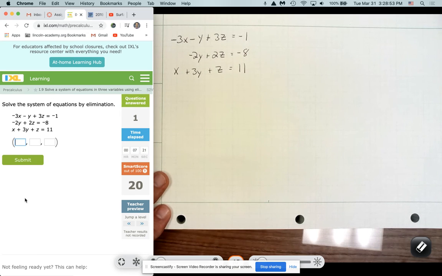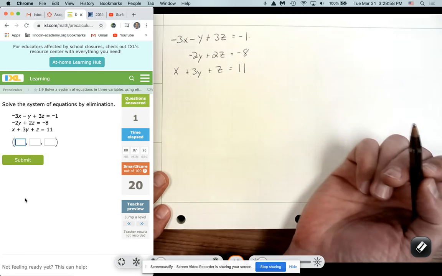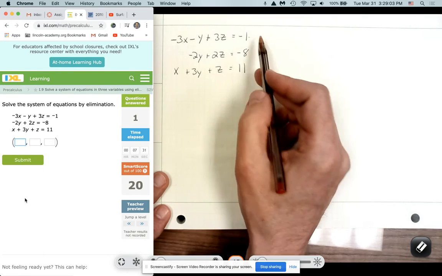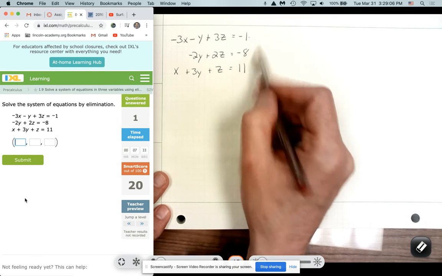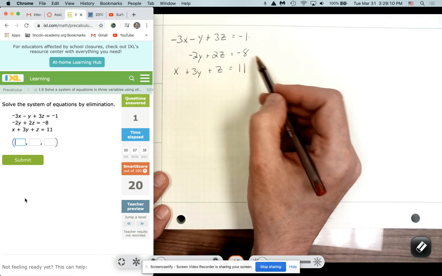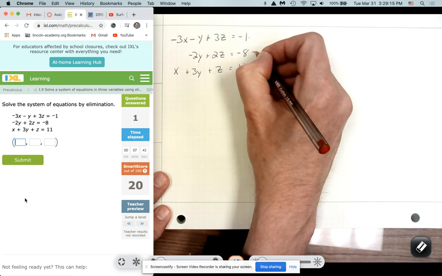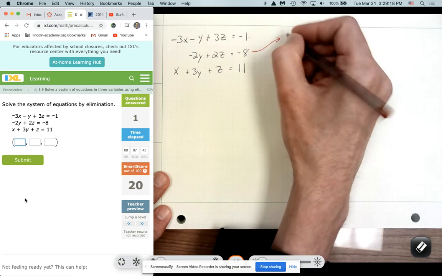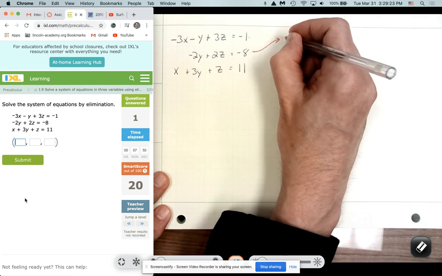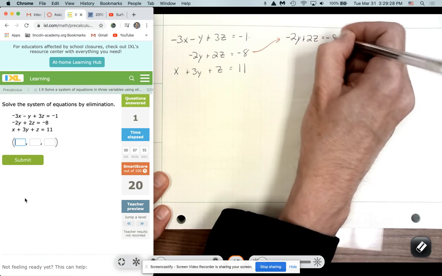What I'm going to do is, in the previous one, I combined the top two and the bottom two. I don't have to necessarily do it like that. I can combine the top two and the top and the bottom, or I can do the bottom two and the top and the bottom. Or in other words, I'm just going to take that middle one and rewrite it right here because the middle one already has an x eliminated. So I'm going to write negative 2y plus 2z equals negative 8.